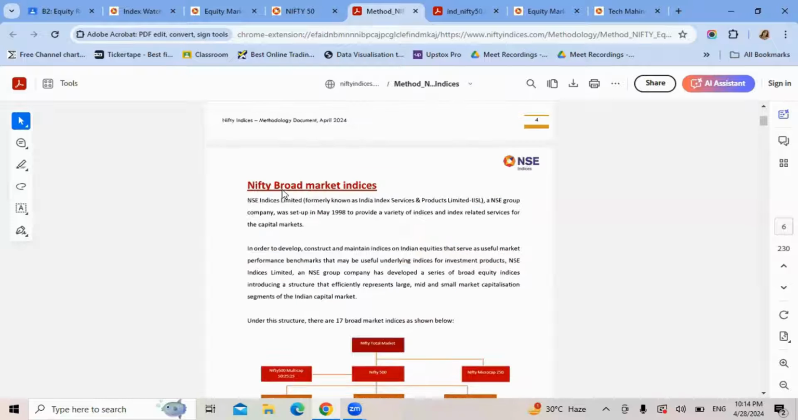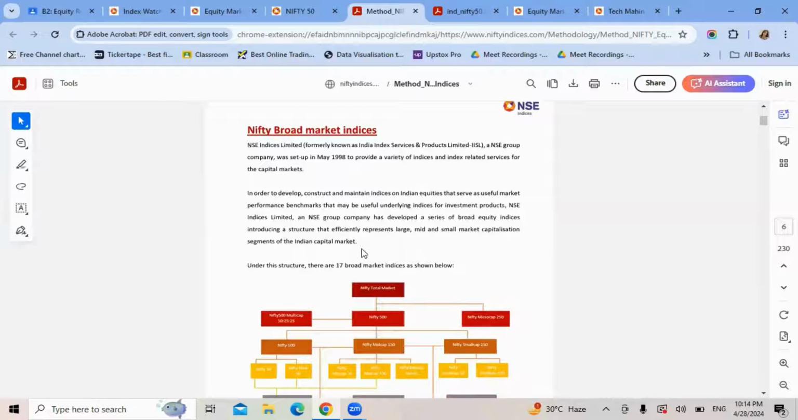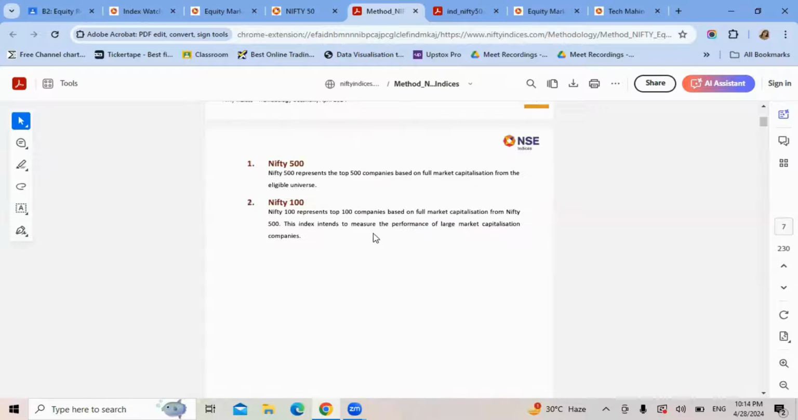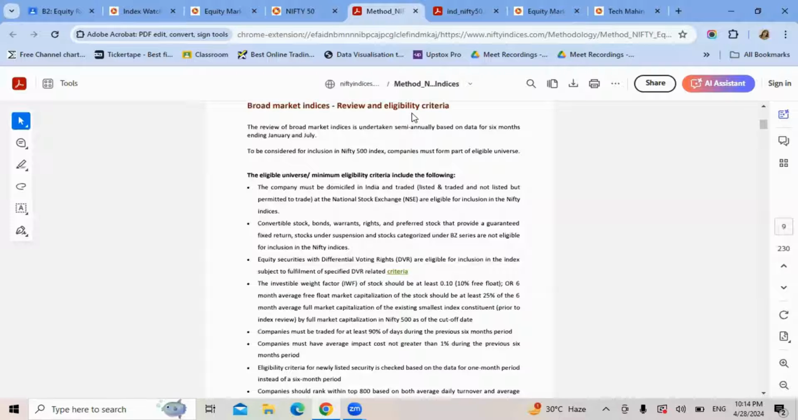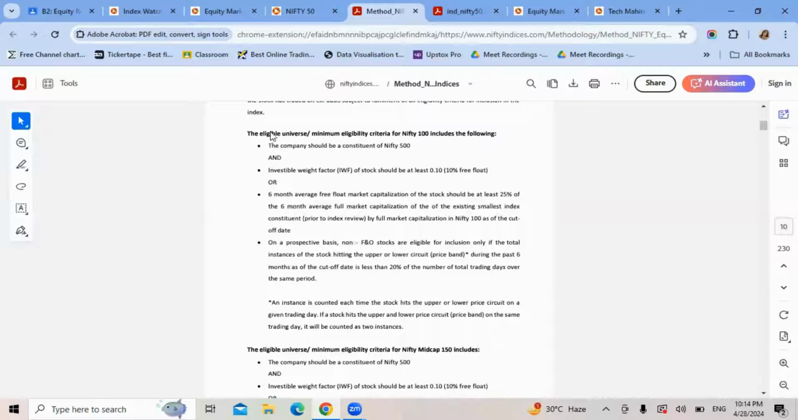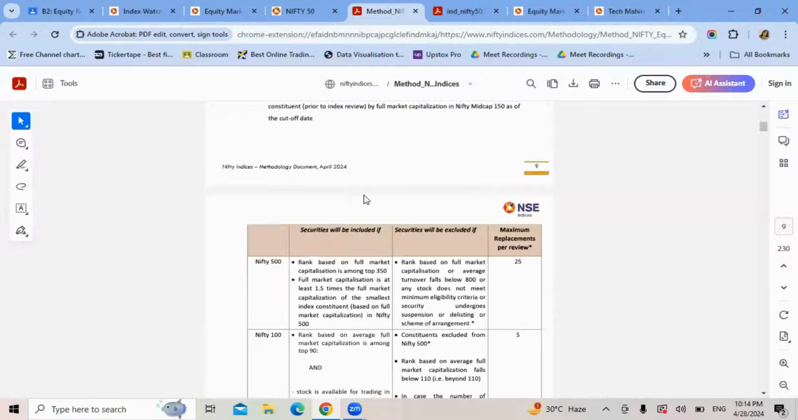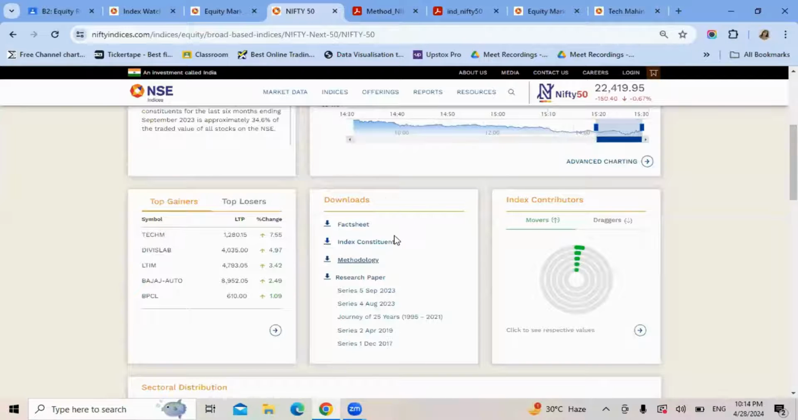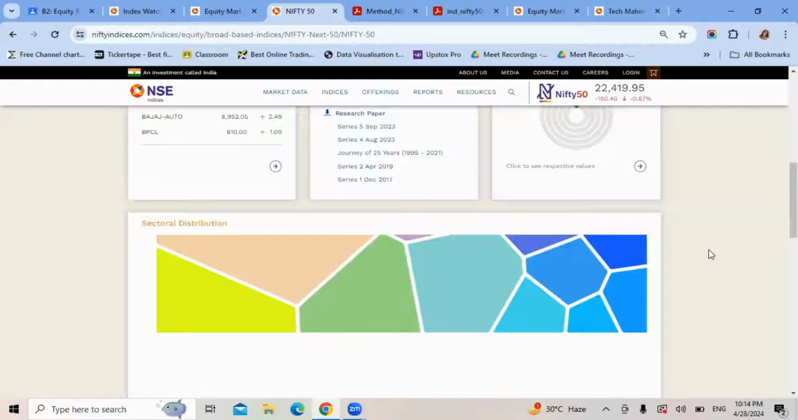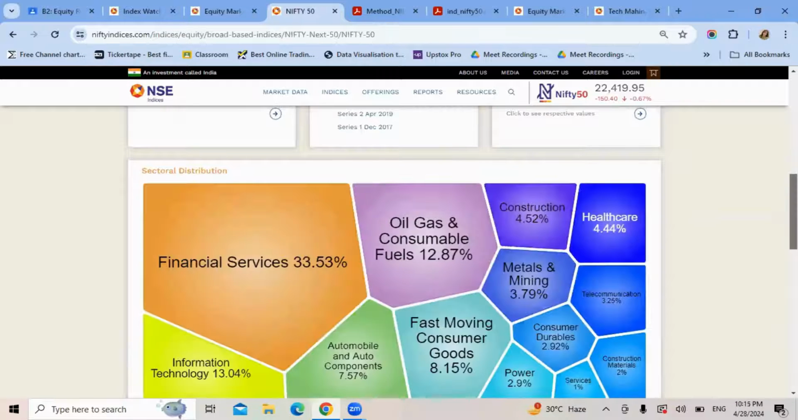Well, so it categorizes the Nifty broad market indices into various categories. And then it gives us an understanding of what each index means. And further, the review, the eligibility criteria, and what is the minimum criteria that the companies within a particular index must fulfill to be a part of that index. So this is a very good read for a person who's willing to enter into the stock market, trade securities on their own, etc. So I'll be sharing this link in the description box and feel free to explore this link to gather good understanding of the index as a whole.